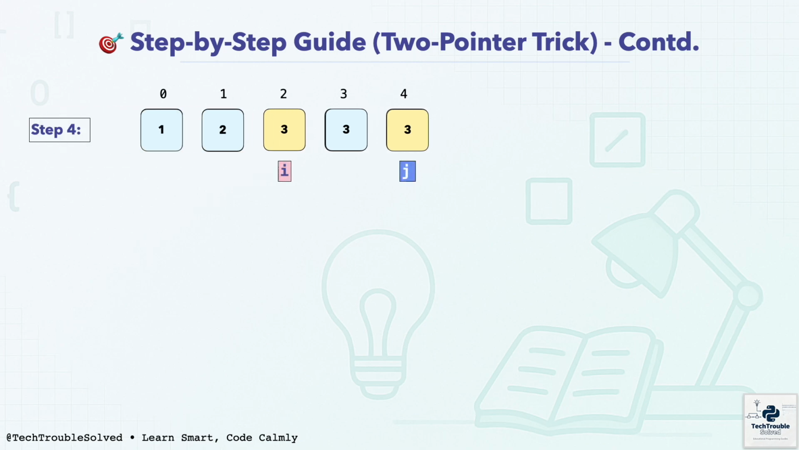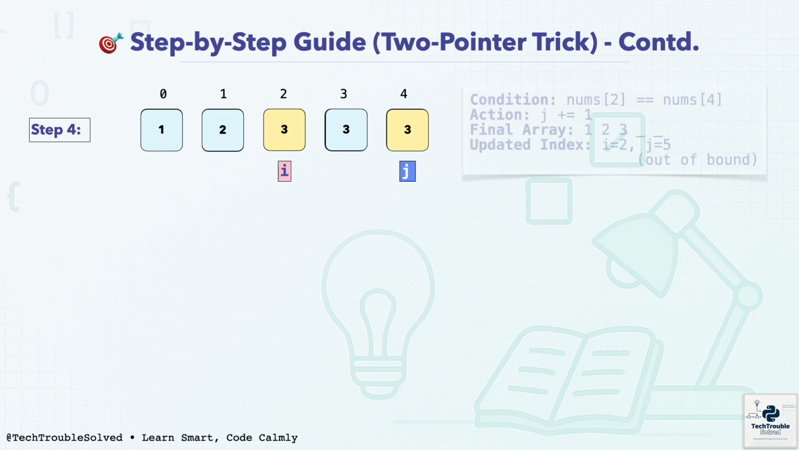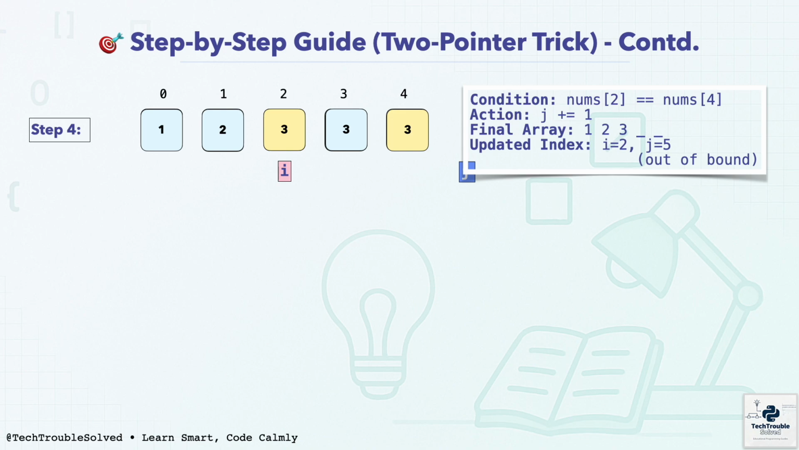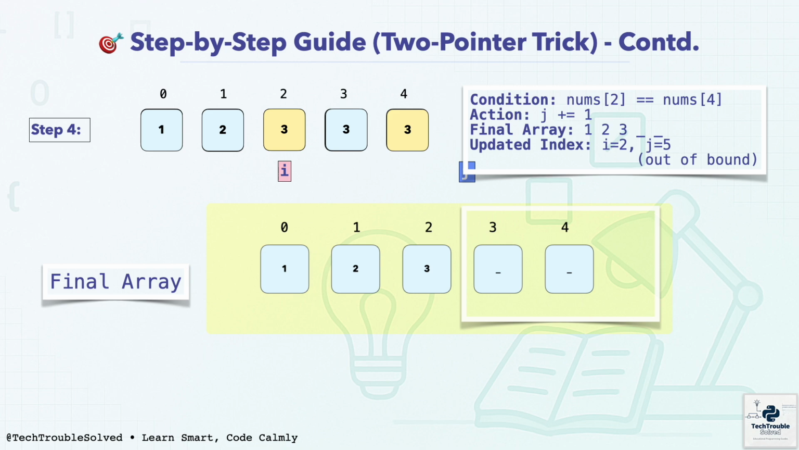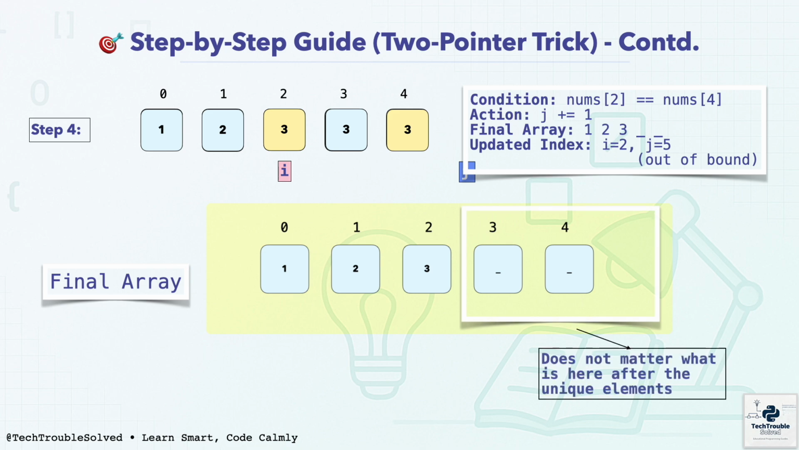Now i is at index 2 and j is at index 4. j points to the value 3 again. This time nums[i] and nums[j] are both 3. So this is a duplicate. We don't move i. We simply move j forward. At this point, j has reached the end of the array. That means our scan is complete.